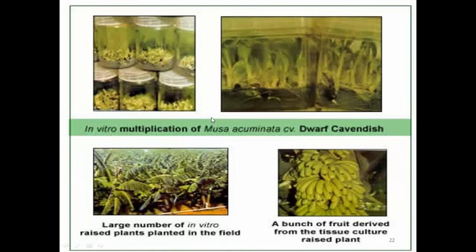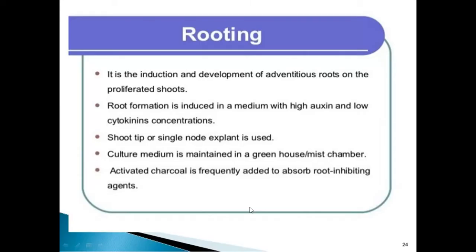This is the multiplication of Musa acuminata, the dwarf Cavendish species, and here we have a large number of in vitro raised plants. After this multiplication we have the large in vitro plants, and the fruit is ready for the development of the tissue culture. Okay, so this is the diagram of multiplications.